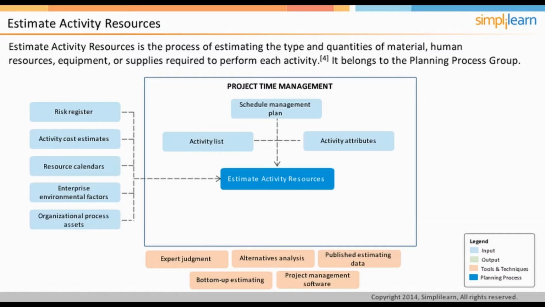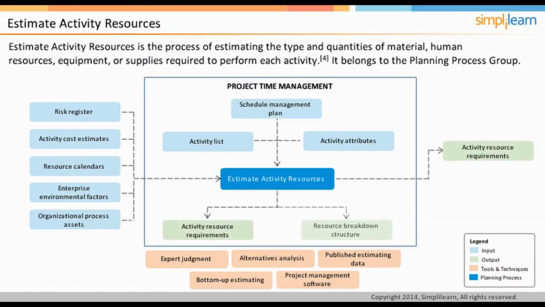Software should only be considered as a supporting tool in estimation and never fully rely on its output. Clearly, the output of this process is the activity resource requirements. Along with this, resource breakdown structure is also prepared. The resource breakdown structure is the categorization of all the required resources in various categories. That is, human resources, equipment, raw materials, etc.